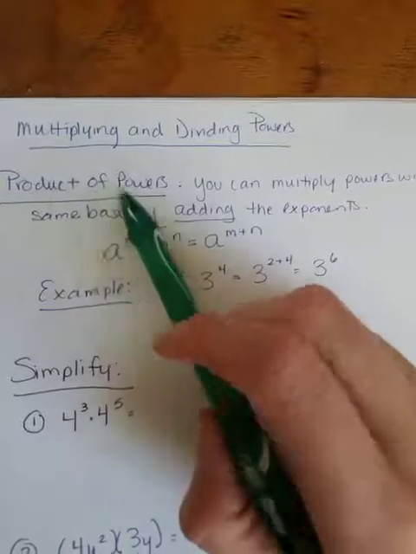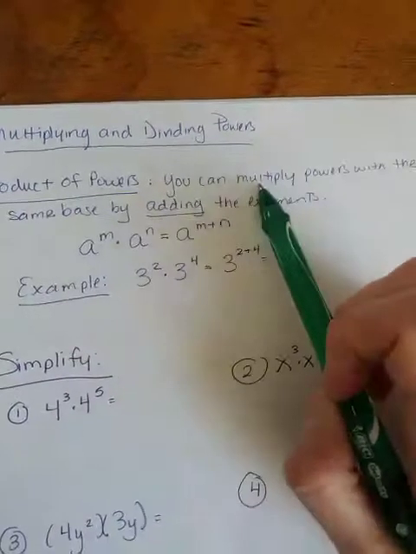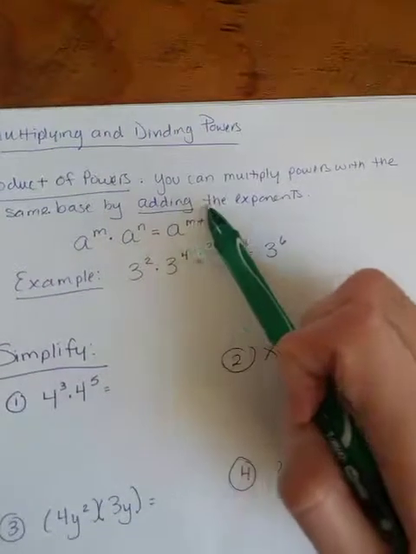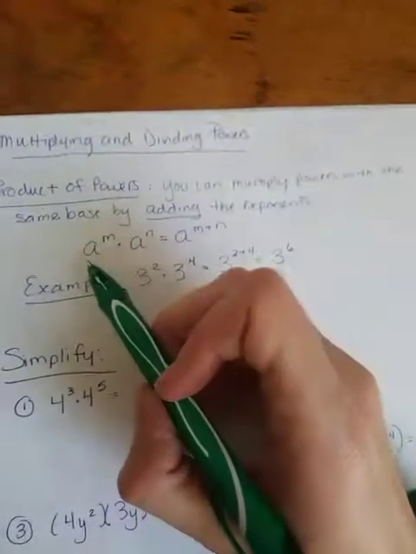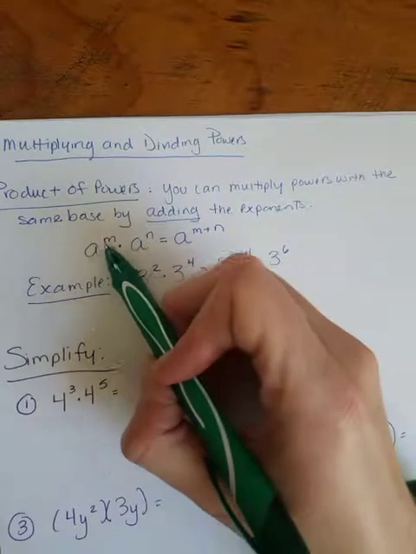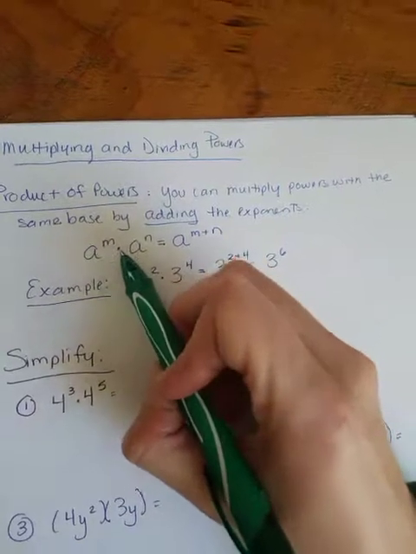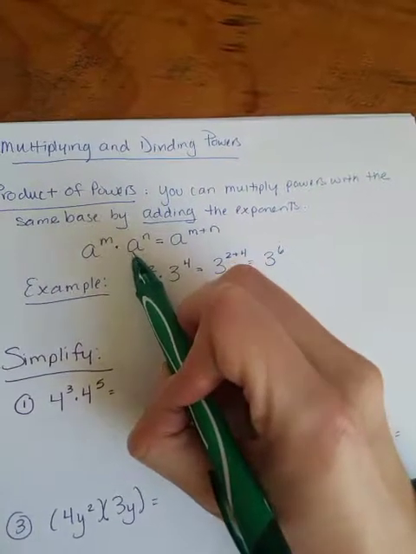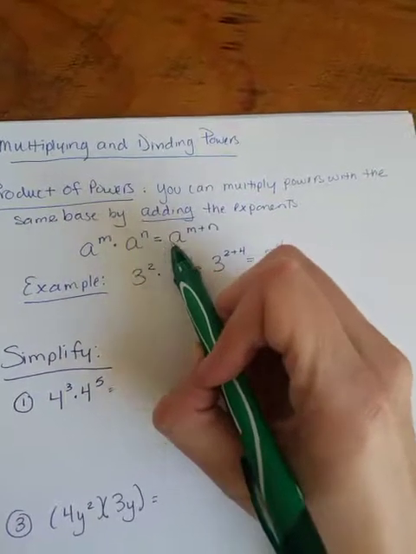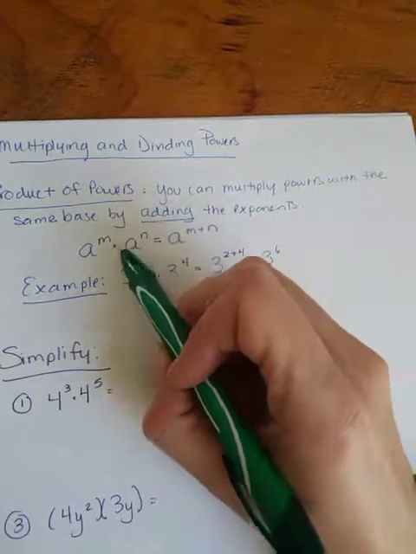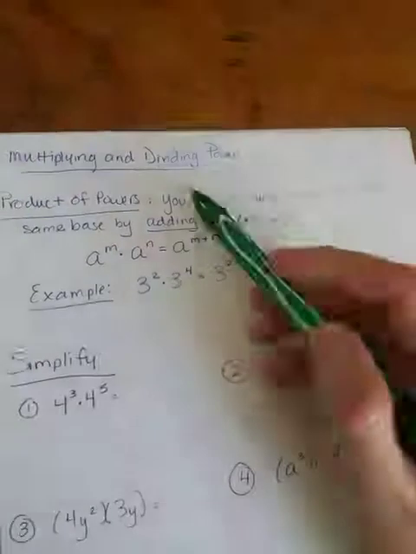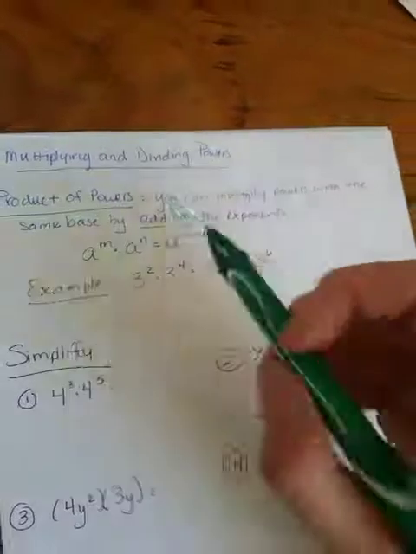So the first one's called product of powers, which means you can multiply powers with the same base by adding the exponents. So what that means, if you're confused about the words, is if you had a base of A to the exponent of m times the same base of A to the exponent of n, that's equal to, you keep the base that they share, which is A, and all you do is add the exponents together.